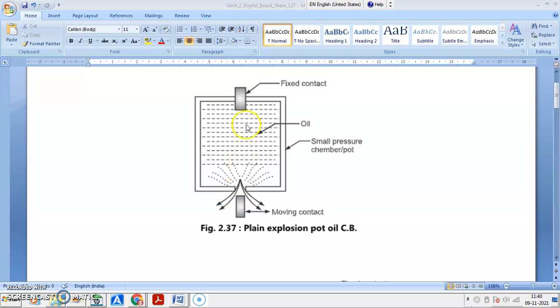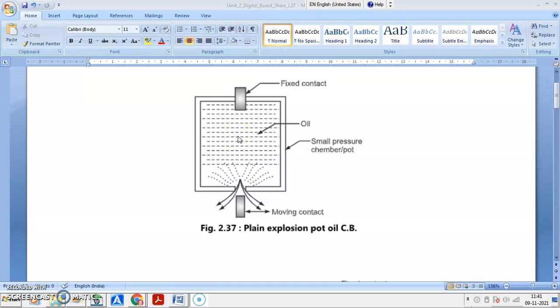In normal operating condition, the moving contact is in closed position with the fixed contact. When a fault occurs, the moving contact comes downward and gets detached from the fixed contact, and an arc is struck between the fixed and moving contact. The arc causes decomposition of oil because of the high arc temperature, and the oil decomposes into high pressure gases. Especially hydrogen gas is formed, because this is hydrocarbon oil.